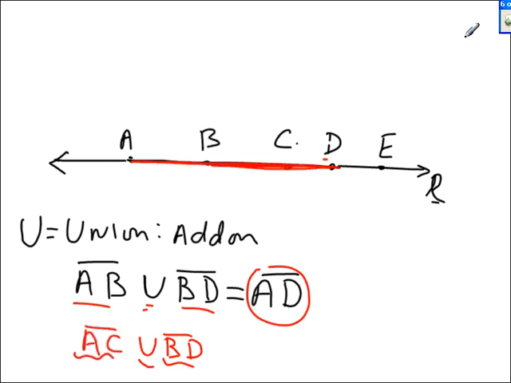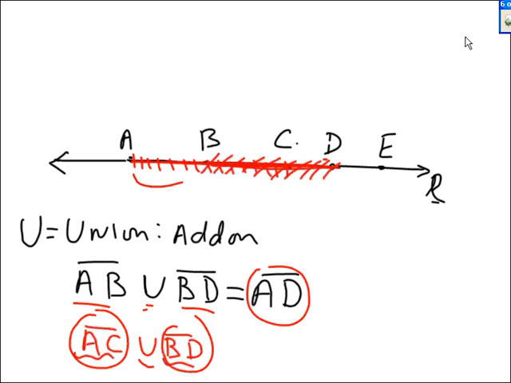Okay, let me do that again. You have all the points from A to C, line segment AC, and you add on, union, the points from B to D. Any point on the number line that has a mark next to it, we include. Well, that's everything from A to D. So it's line segment AD once again.